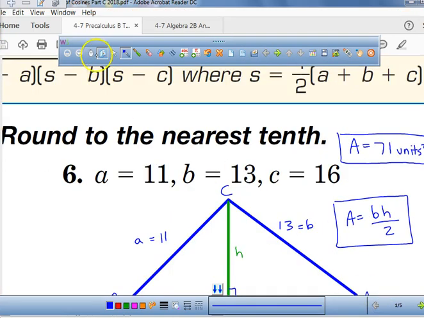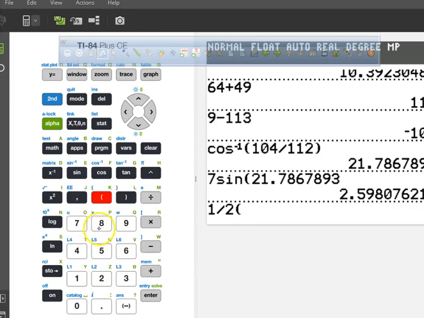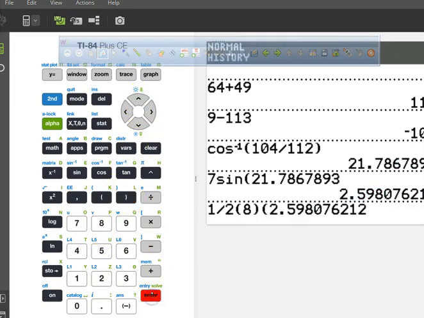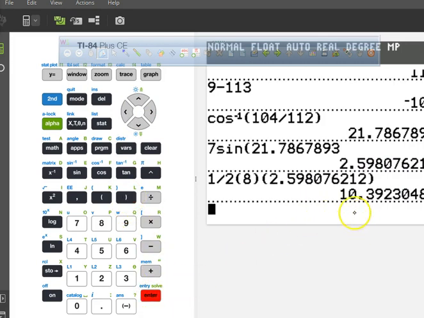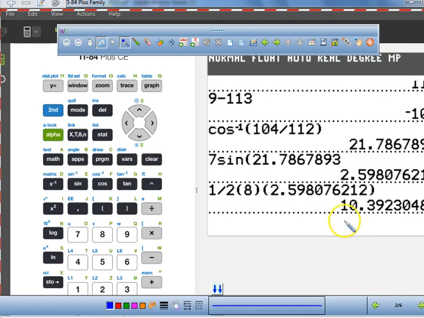So now I'm going to go back over here and take 1/2 the base, which is 8, times my height, which is this. Press enter. And what did I get? I got 10.39, which is still what? 10.39 units squared.